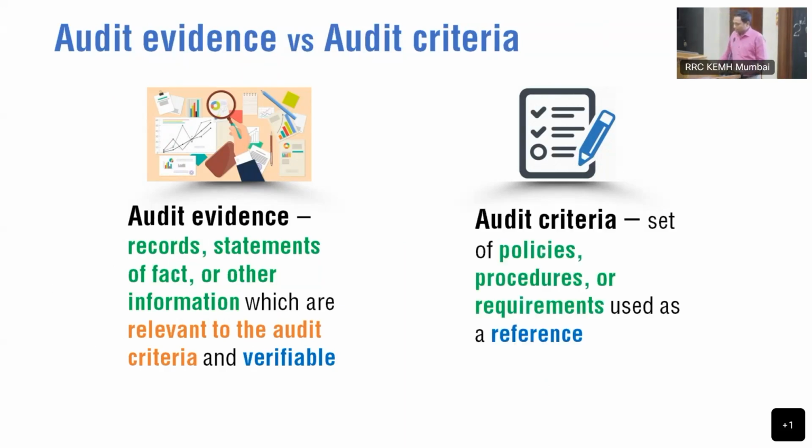And audit criteria is a set of policies, procedures, or requirements used as a reference. What is the reference these auditors are using? They use a checklist given by NABL. That is the audit criteria. The standards which I use as a reference are ISO 15189:2012, which is the current version, and NABL 112, along with other relevant guidelines as well. So that is the standard used as a reference, and the checklist is the audit criteria.